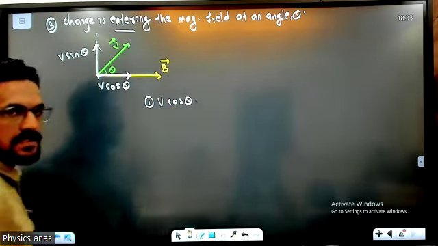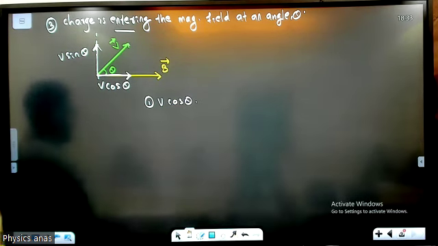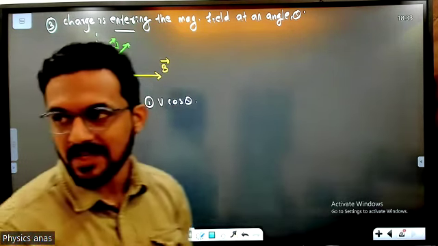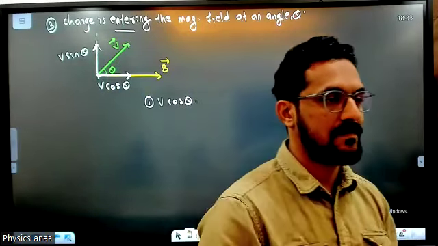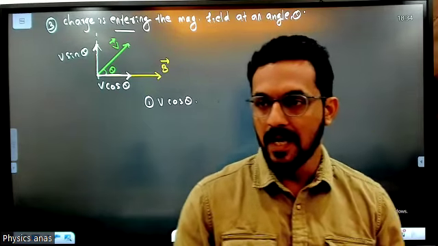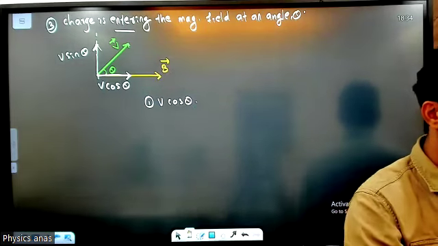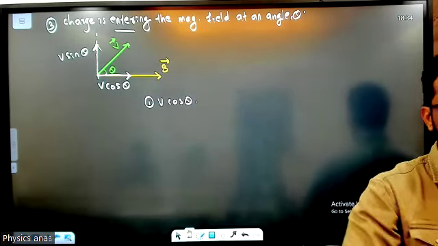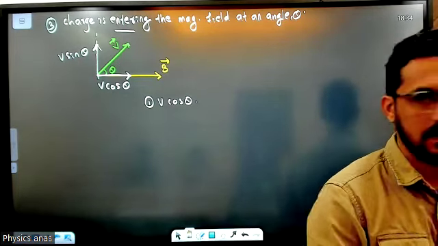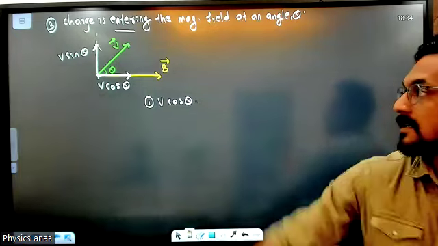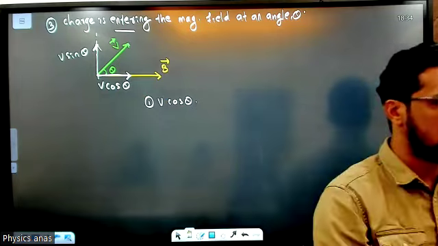And what is this v cos theta? It is in the same direction as that of the magnetic field. There will not be any force acting on the velocity component in that direction. So it will be a constant speed forward. There will be a forward motion because there is a component of velocity in the forward direction.